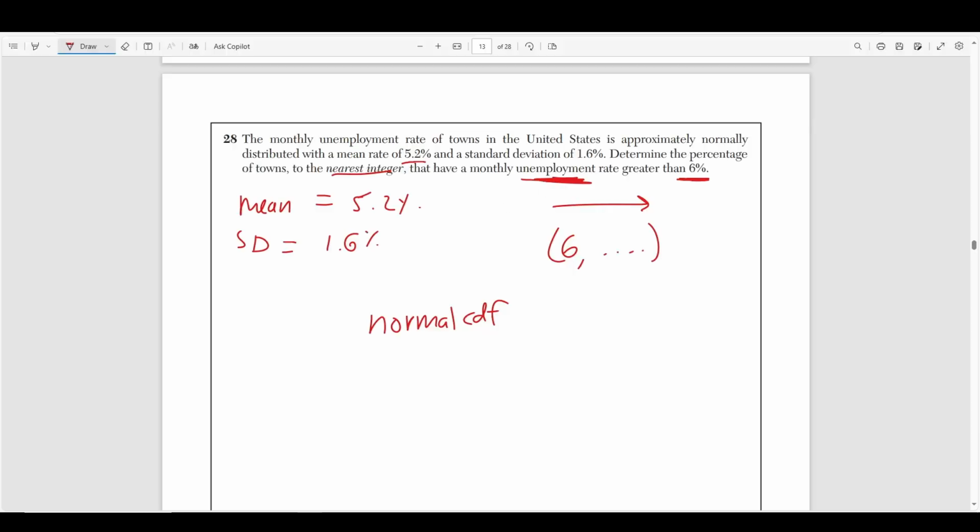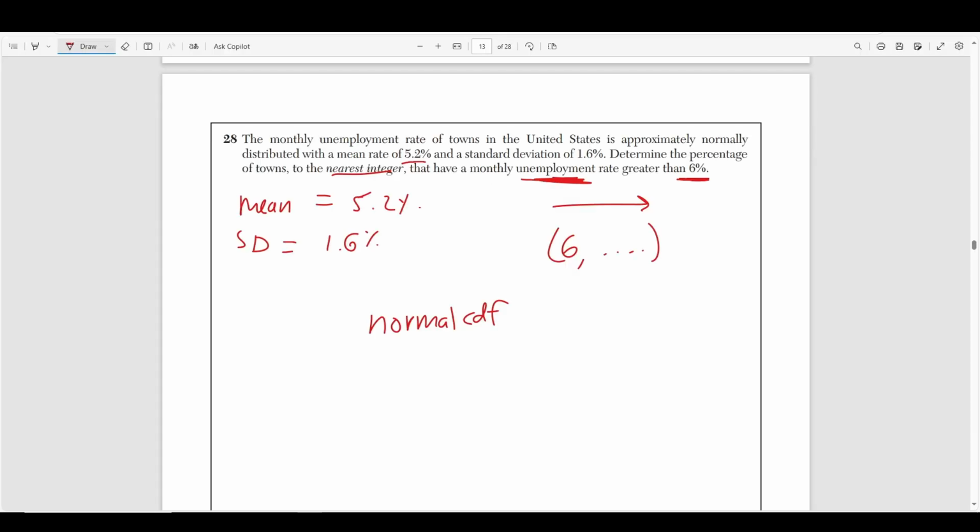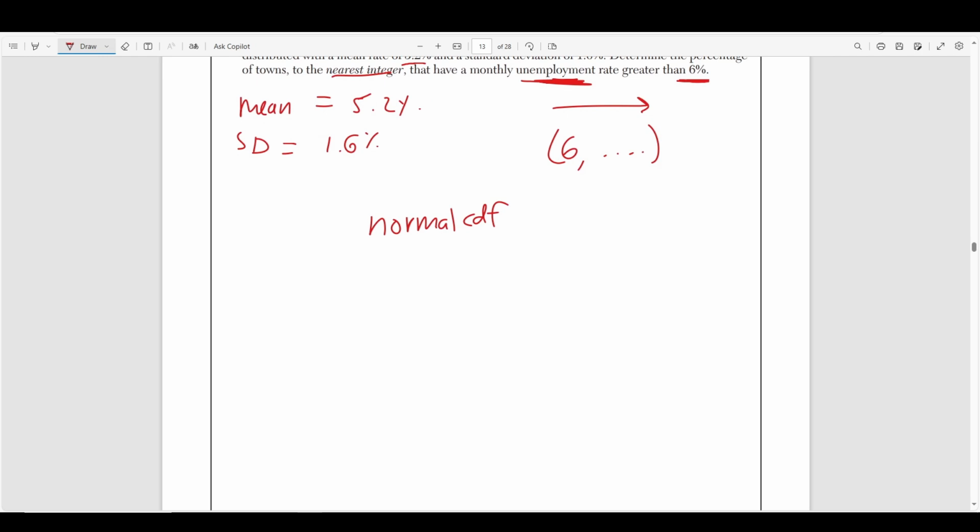From there, all you need to do is just plug in the rest of the values. They gave you that the mean was 5.2% and they gave you that the standard deviation was 1.6%. So if you go ahead, hit paste, enter your data, press enter, it's going to give you 0.308, okay? Now they want you to round this to the nearest integer.